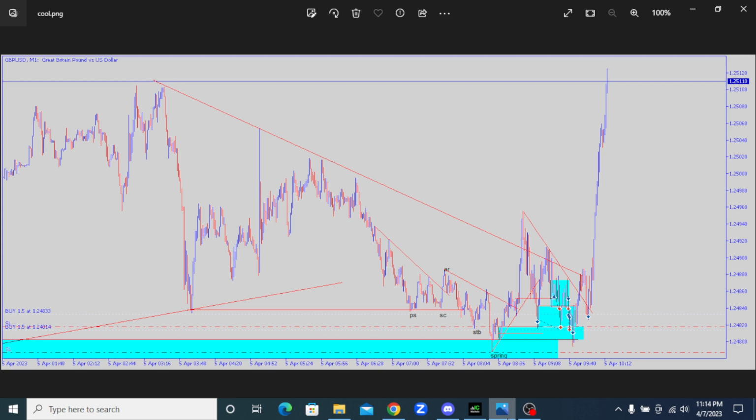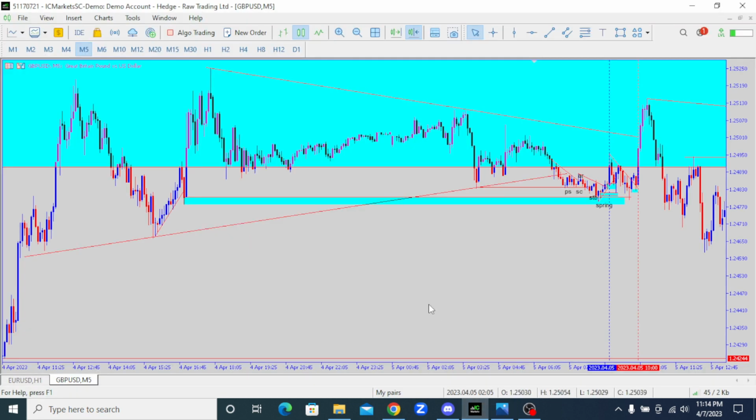The first trade was taken around this area, and the stop loss was 3 pips, and the second one had the stop loss of 1.5 pip stop loss. Without the waste of any time, guys, let's get to the charts.